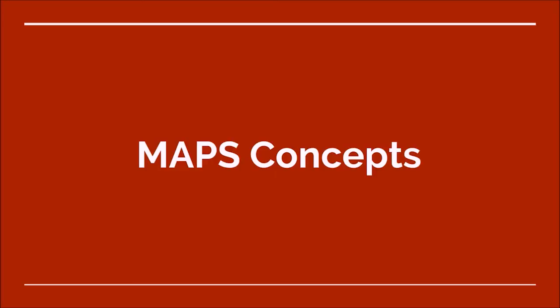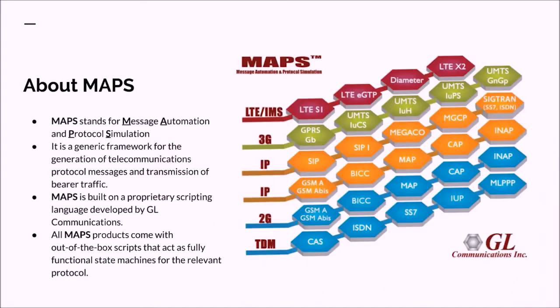So first off, Maps concepts. What is Maps? Maps stands for Message Automation and Protocol Simulation, and it is our homegrown, generic, and flexible framework for the generation of telecom protocol messages and transmission of bearer traffic, covering many TDM, IP, and wireless protocols. Maps is built on GL's proprietary scripting language, and all Maps products come with out-of-the-box scripts that act as fully functional state machines for the relevant protocol.